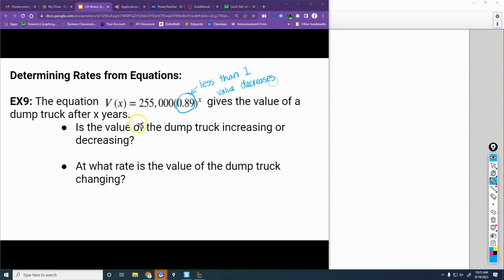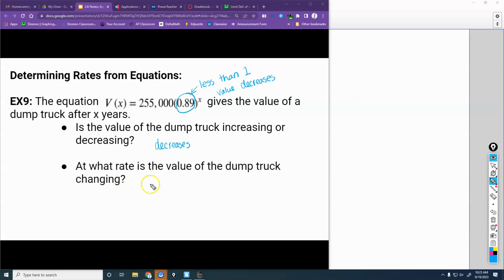If that number is bigger than 1, it is increasing. You should also just know that dump trucks are probably not going to increase in value. If it told you 1.07, then you would need to say the dump truck, for whatever odd reason, is increasing in value. But the answers usually also should make sense in terms of the real world, right? We know that if you have a dump truck, it's probably not going to become worth more money as time goes on.